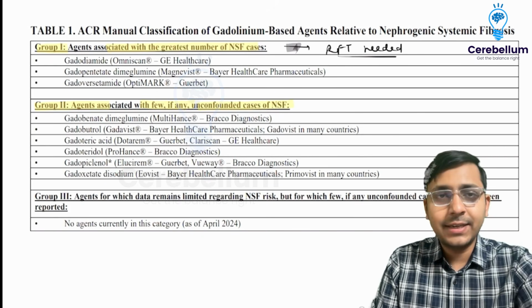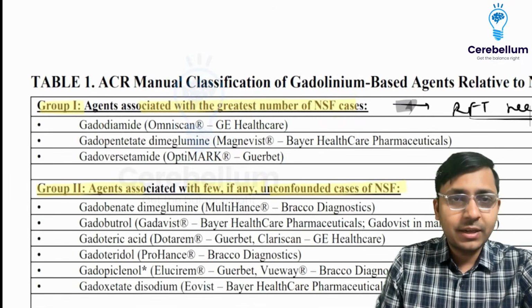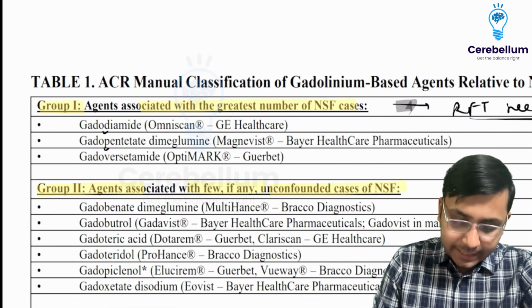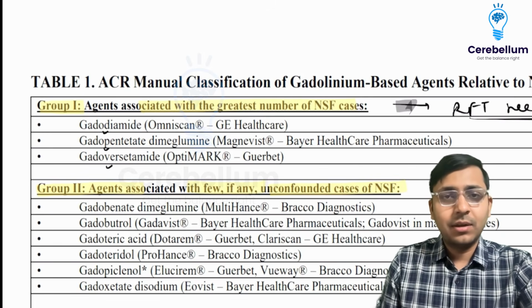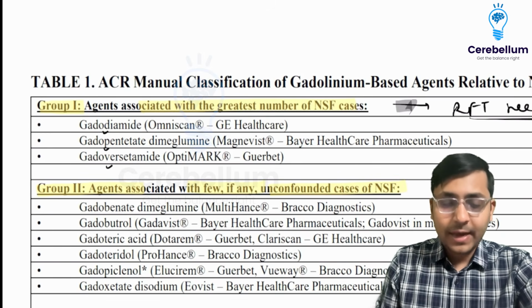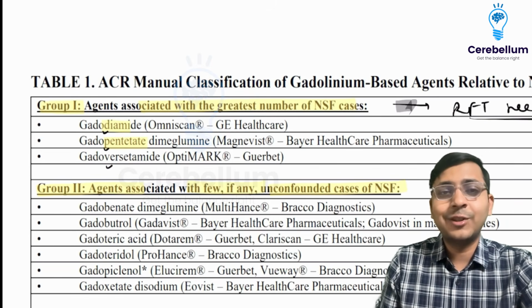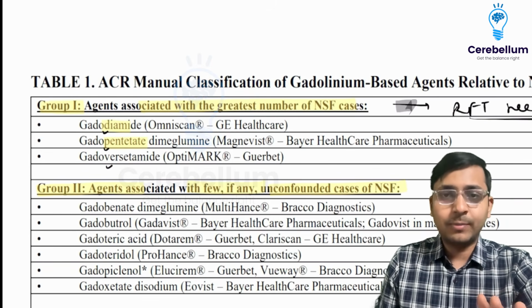Now, what are class 1 agents? Just for your information, if you're given gadodiamide, gadopentetate, or gadoversetamide in the options, they are class 1 agents. Gadodiamide and gadopentetate were used earlier. In fact, I know a few diagnostic centers which use them even now. Ideally, they should not be used.